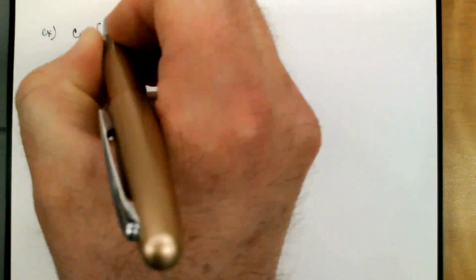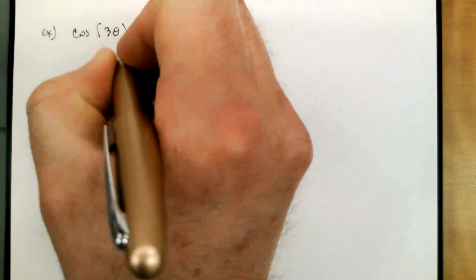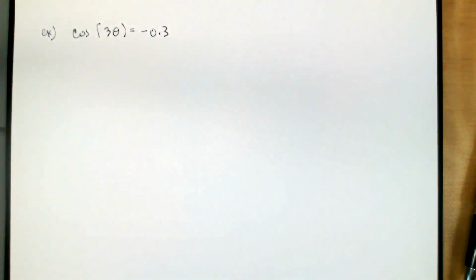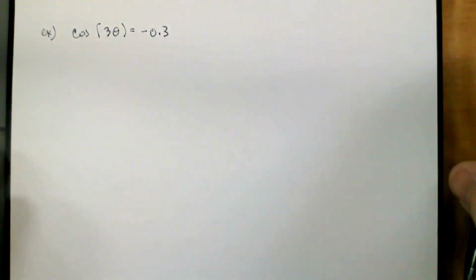Let's look at a small change to this. Let's suppose that we have the cosine of 3 theta is negative 0.3. We're going to do the same thing. We're going to use an inverse trig function to find the reference angle and put it in the appropriate quadrants. And then we're just going to add 360n to indicate all the other circles.